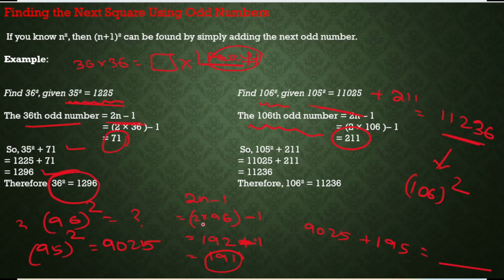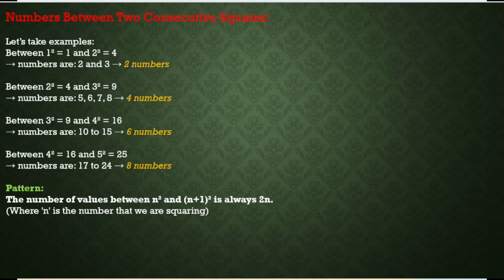Clear? Okay. Next, see numbers between two consecutive squares, that means 2 square and 3 square. How many numbers are there in between 2 square and 3 square? 2 square is 4. 3 square is 9. 4 and 9. What numbers are in between? 5, 6, 7 and 8. How many numbers are there? 4 numbers.